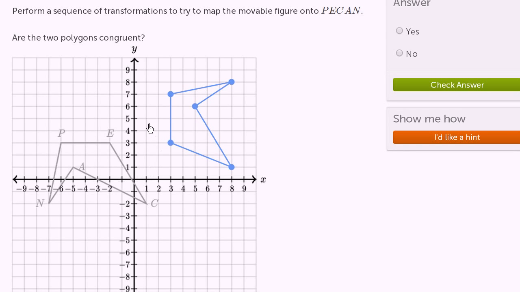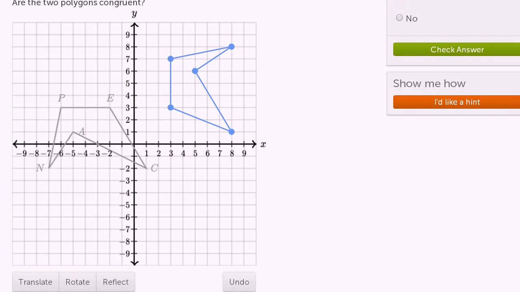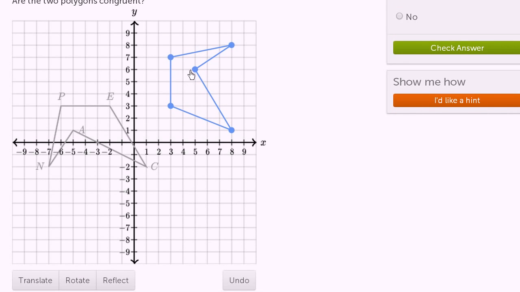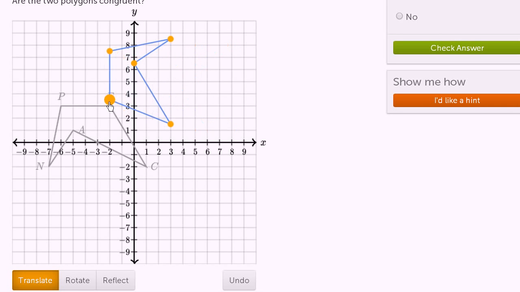So we have another situation where we want to see whether these two figures are congruent. The way we're going to test that is by trying to transform this figure by translating it, rotating, and reflecting it. So the first thing, let me translate it. If these two things are congruent, it looks like point E and the point that I'm touching right now would correspond to each other.